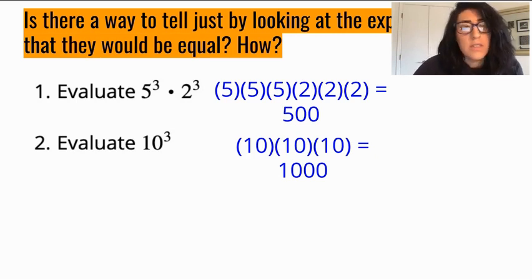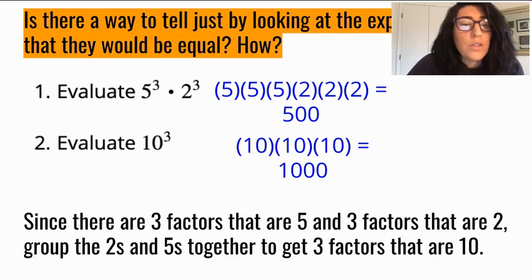And the answer to this is yes. Since there are 3 factors that are 5 and 3 factors that are 2, you can group those 2's and 5's together to get 3 factors that are 10. As we move into the next activity, we'll start off by revisiting this warm-up, and we'll be able to rearrange this to see what we mean by grouping those 2's and 5's together.